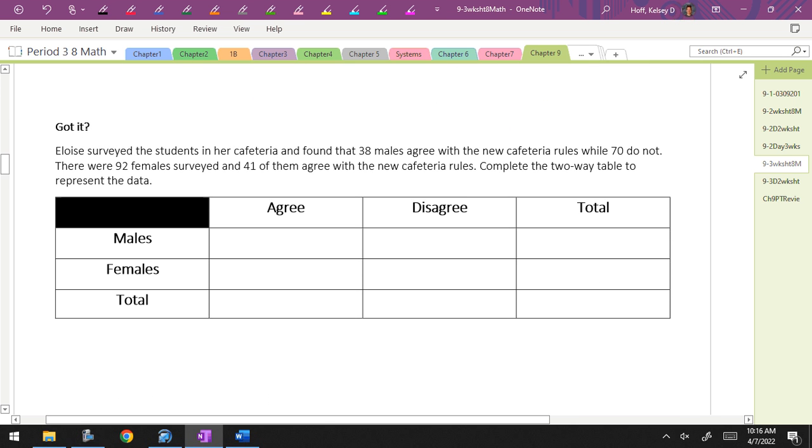Okay. I'm going to read this next one out loud. I want you to fill in the four numbers on your own. Don't do anything else, because you want to make sure they're in the right spot, and then we'll check those first. Eloise surveyed students in her cafeteria and found that 38 males agree with the new cafeteria rules, while 70 do not. There were 92 females surveyed, and 41 of them agree with the new cafeteria rules. Complete the two-way table. Just put those four numbers in and hold off for just a second, because if you have those in the wrong spot, the rest of the table is not going to work.